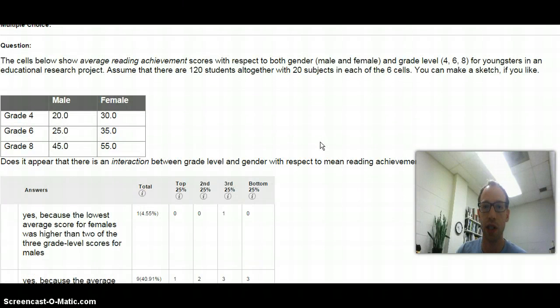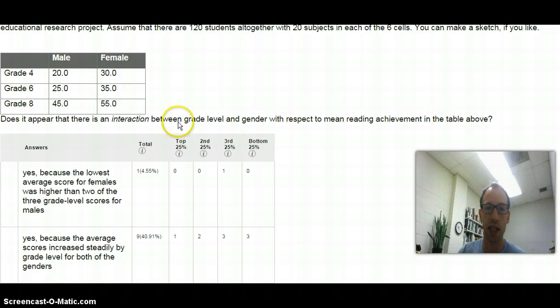Okay, next question. So we're looking at average reading achievement scores for gender and grade level. And I would strongly recommend plotting these out. So maybe on the x-axis, do grade 4, grade 6, grade 8, and then do males in one color. Maybe plot 20, 25, 45, and females 30, 35, 55. What you'll notice is the slope for the male lines is parallel to the female slopes.